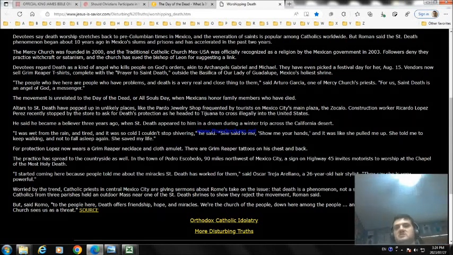Now, for protection, Lopez wears the Grim Reaper necklace and cloth amulet. There are Grim Reaper tattoos on his chest and back. The practice has spread to the countryside as well. In the town of Pedro Escobedo, 90 miles northwest of Mexico City, the site of Highway 45, motorists worship at the chapel of the Holy Death.